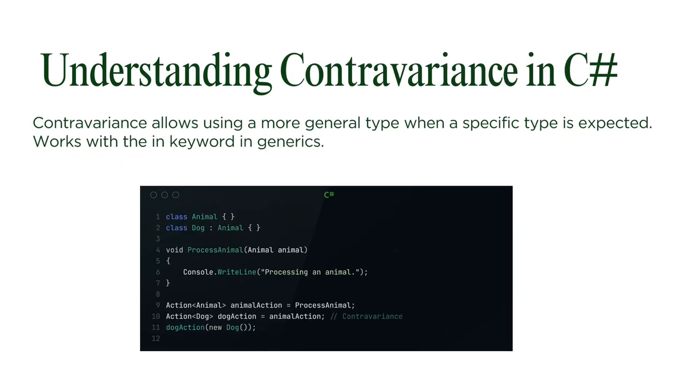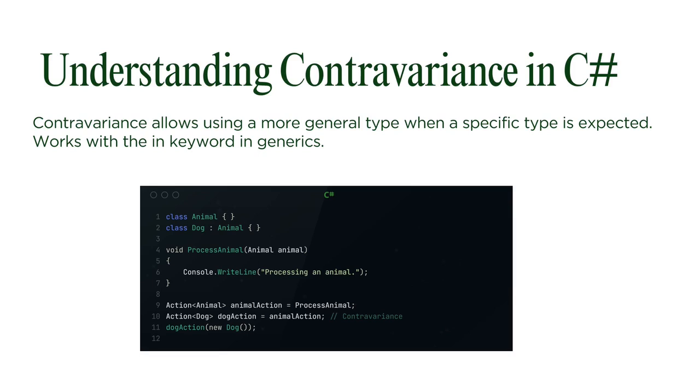And our next slide, here is an example about contravariance. We have two classes, Animal, which is the base class, and Dog, which inherits from Animal. There's a method called processAnimal that takes an Animal object and simply prints a message. We first assign this method to an Action of Animal, which represents an operation that processes animals. Then, thanks to contravariance, we assign this Action of Animal to Action of Dog.